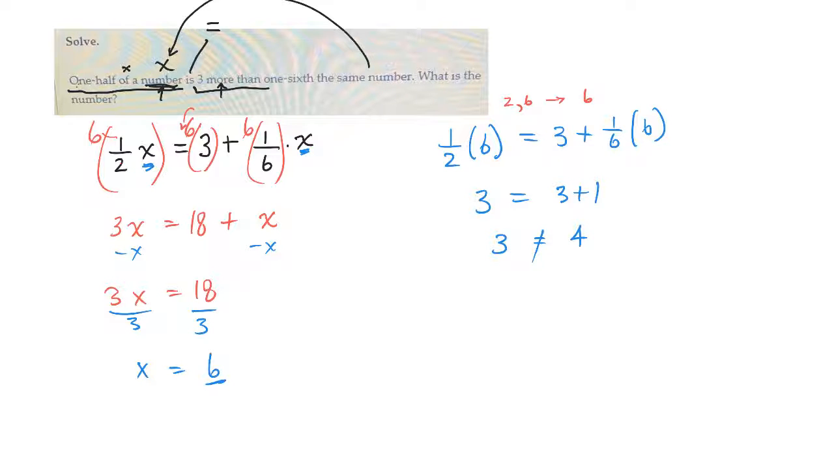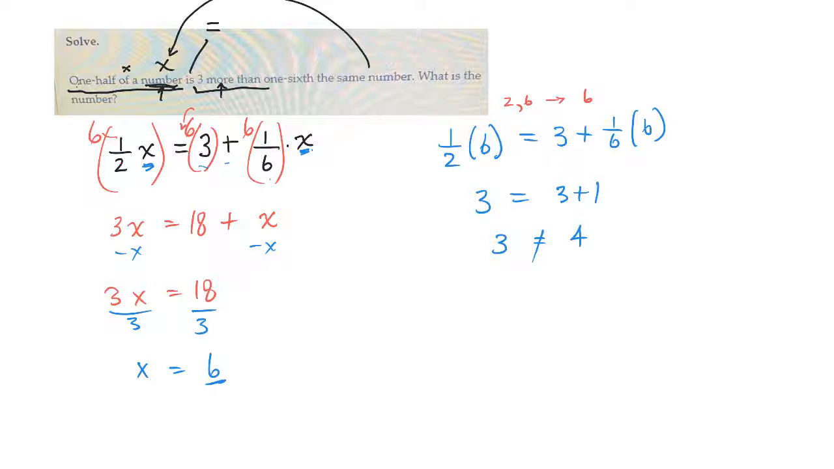Let me see what I might have done wrong. And doing this kind of thing, it's worthwhile to look back and see if you've done anything wrong. So 1/2 of a number, 1/2 times a number, is 3 more than 1/6 of the same number. Yeah, that's right. So then the lowest common denominator is 6. So I multiply everything by 6. So this would be 3x, yeah, is equal to 18.